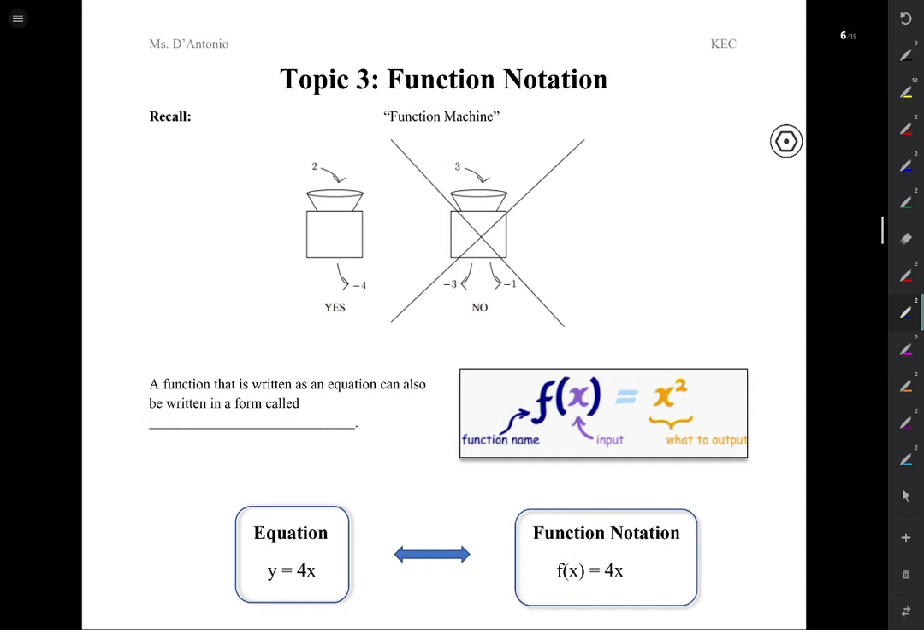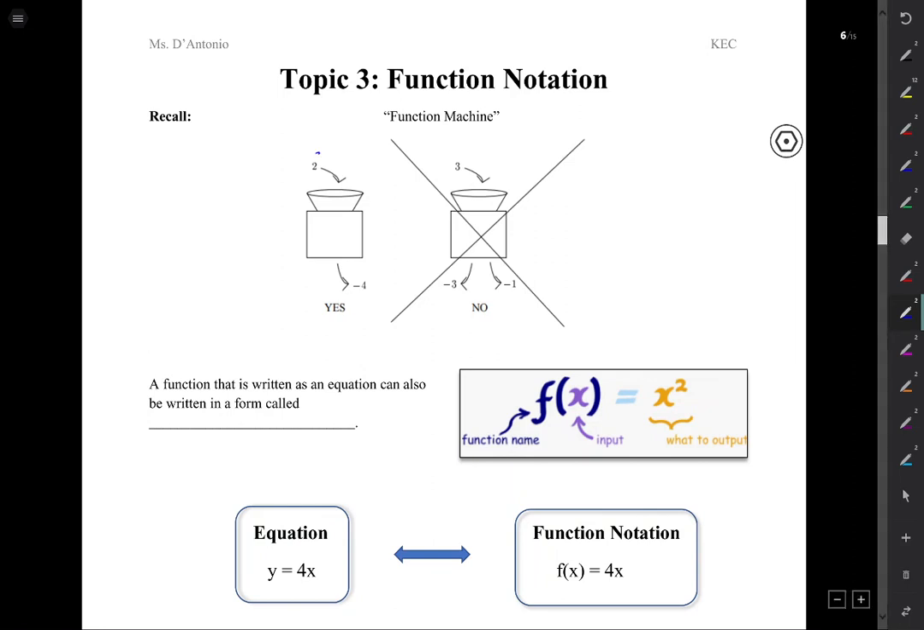In topic 3, we're going to be looking at how to work with function notation. So in the previous topic, we looked at this function machine where we had the inputs going into the machine and then out popped the outputs. And in order for it to be a function, for every one input we put in, we can only have one output. So if we put in an input and we get two different outputs, as we have in the second example, it is not a function.